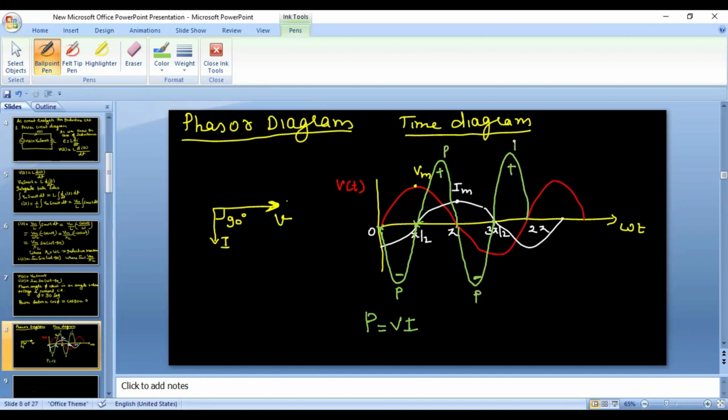So you can see here that in one complete cycle of the supply voltage, that is 2 pi, I get two positive power loops and two negative power loops. It means in the case of inductance, the average power consumption is 0. This is what we know: in a purely inductive circuit, the power consumed by the inductor is 0. So this is the AC circuit analysis for a pure inductance.